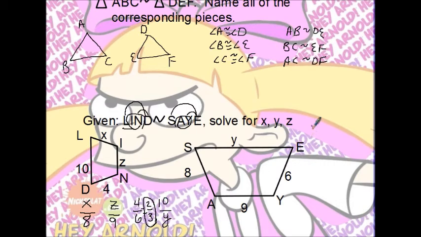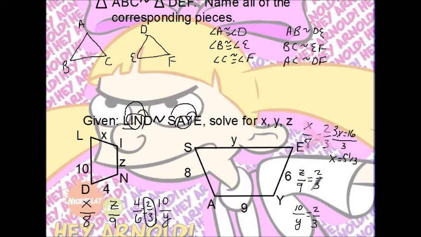So here we go. I'm going to take that x over 8 and set it equal to 2 over 3. I'm going to take that z over 9 and set it equal to 2 over 3. And I'm going to take that 10 over y and set it equal to 2 over 3. I'm going to cross multiply and solve for both of them. When I cross multiply, I end up getting 3x equals 16. Divide both sides by 3. And x is going to be 5 1/3.